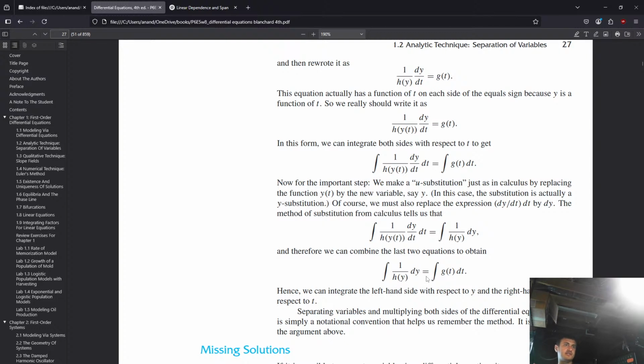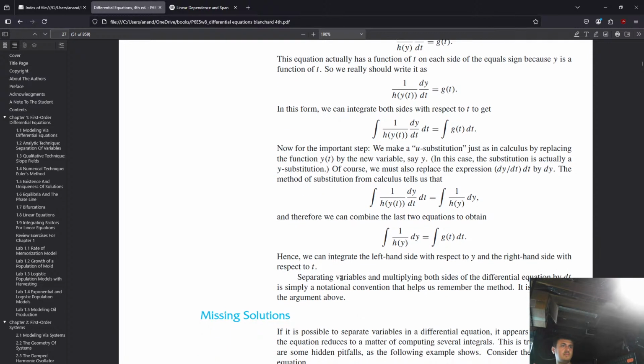Hence, we can integrate the left-hand side with respect to y and the right-hand side with respect to t. Separating variables and multiplying both sides of the differential equation by dt is simply a notational convention that helps us remember the method, but it is justified by the argument above.